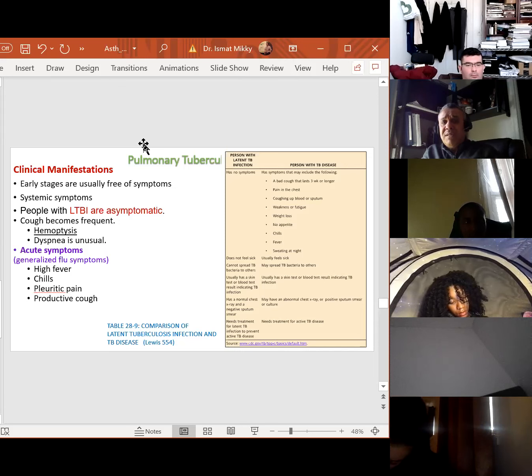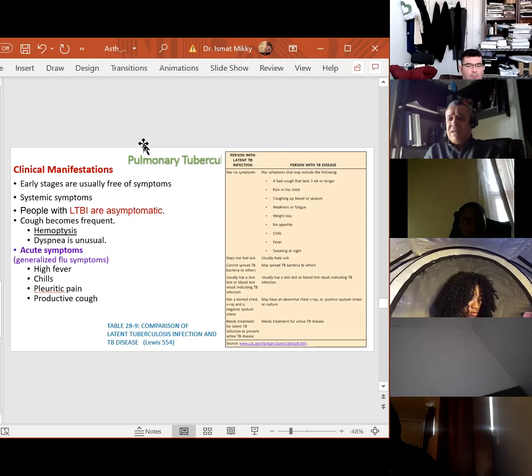But the most important manifestations would be the fever, chills, pleurisy, productive cough, hemoptysis, in addition to the weight loss. Night sweats are significant because of the activity of the bacteria during the nighttime, during sleep. The bacteria try to be active during sleep because the immune system is not quite active. So these are the most common signs and symptoms, manifestations of the TB.